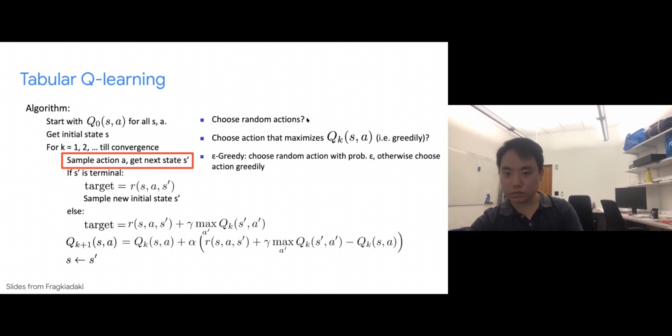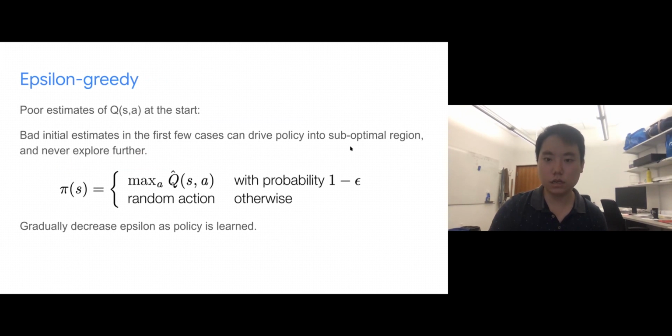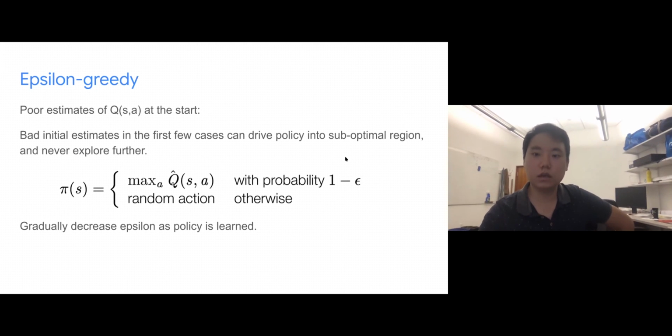You could choose random actions all the time. You could choose actions that greedily maximize the current value of your estimates, so basically your current policy. Or you could choose something that's epsilon greedy. What that means is that you would choose a random action with probability epsilon, and otherwise you would choose the action that best maximizes the current value of your action value functions. This is a very important concept in reinforcement learning, that of epsilon greedy sampling of your actions. Why do you want to do that?